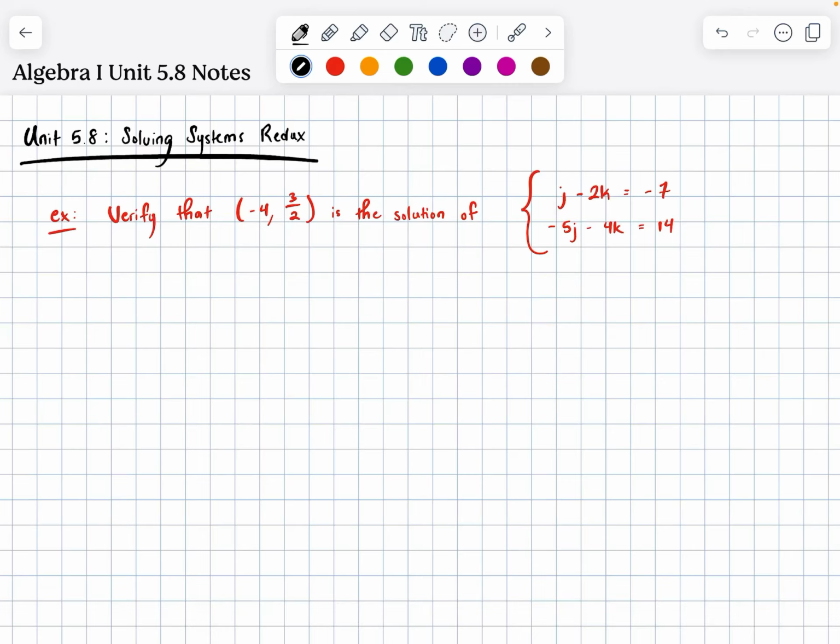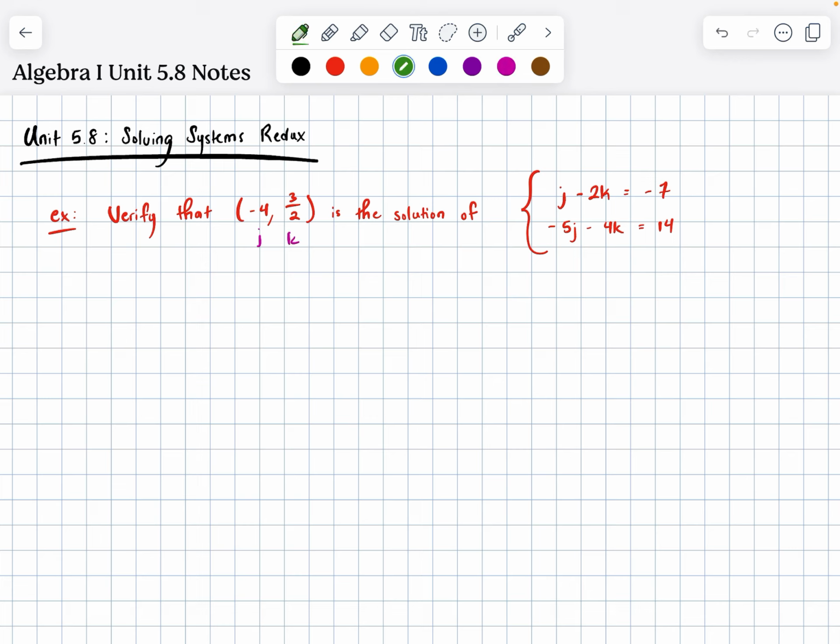For our first example, thinking about where we started off the unit, let's say that I want to verify if this ordered pair, (-4, 3/2), is the solution of this system of equations. In order to answer this question, I first need to know which value is taking the place of which variable. I have a j and a k. J comes first in the alphabet, so in my ordered pair notation, -4 will take the place of j, and 3/2 will take the place, not of 4, but of k.